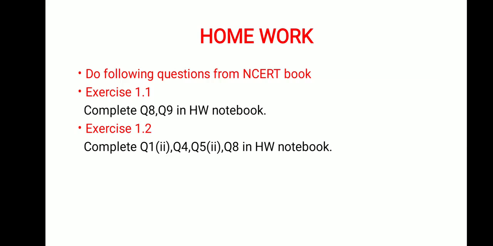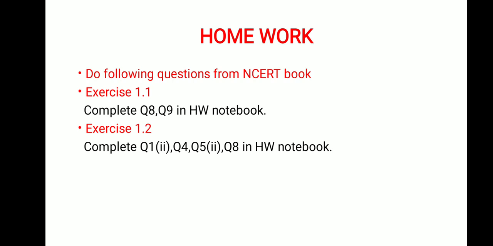Now from exercise 1.2, the concepts we will be using are based on the representation of rational numbers on the number line, and how to find n rational numbers between two given rational numbers. So on the basis of these concepts which we have studied right now, it will be question number 1 second part, question number 4, 5 second part, and 8 in your homework notebook.